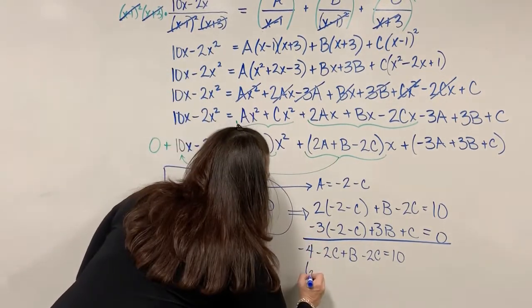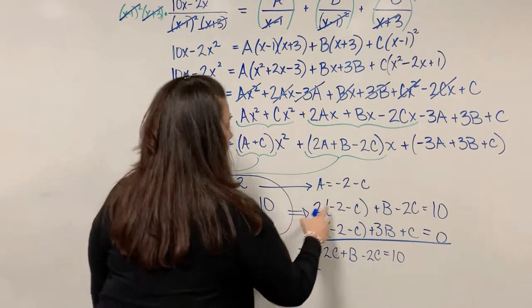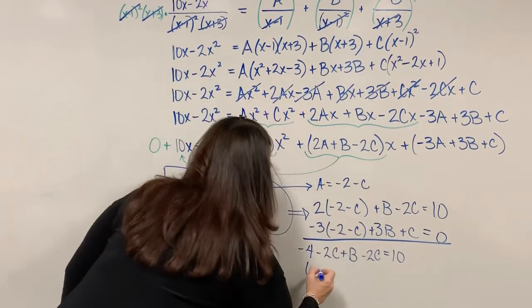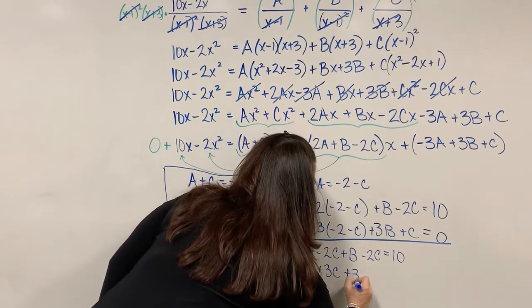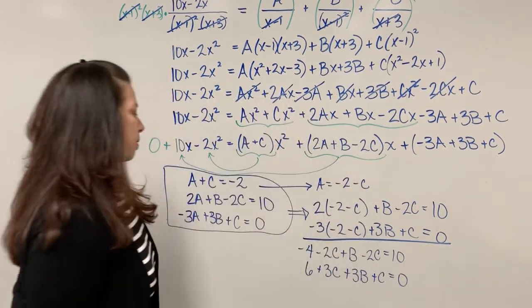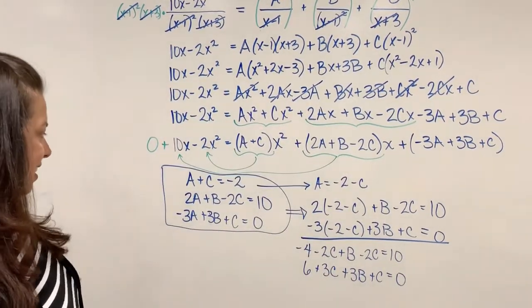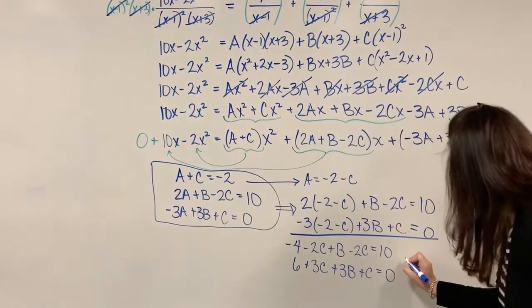My next equation, I do the same process. I will have 6 when I distribute here, -3 times -2, and then -3 times the -c, so that's a positive 3c plus 3b plus c equals 0. Okay, we're getting somewhere. Continue on simplifying as much as you possibly can.